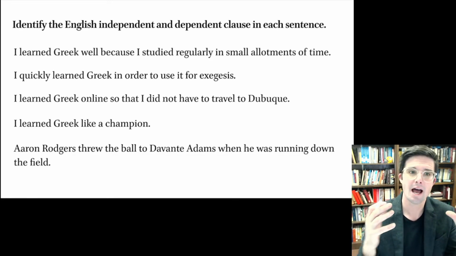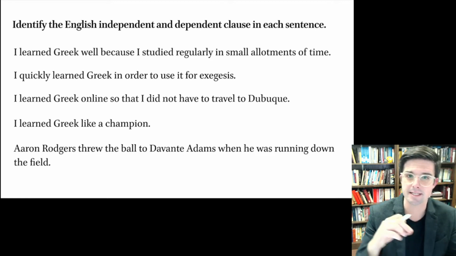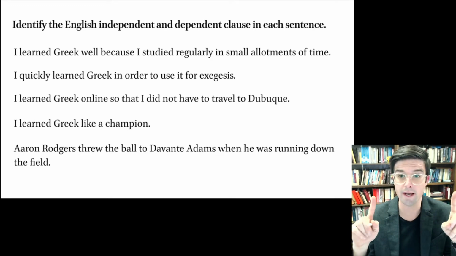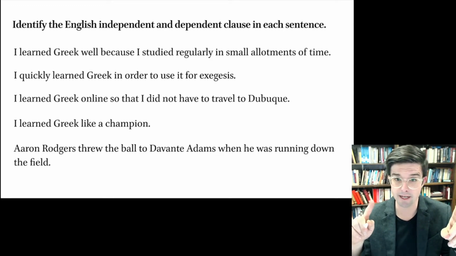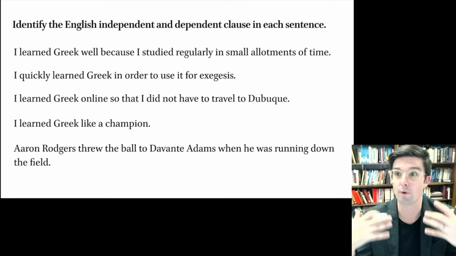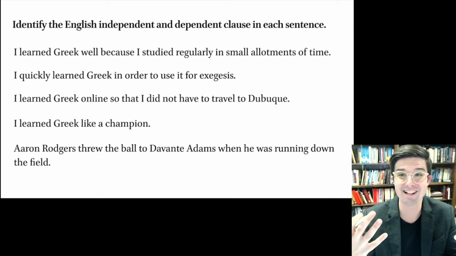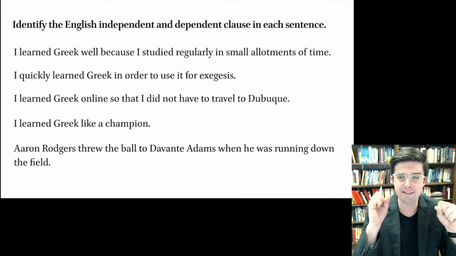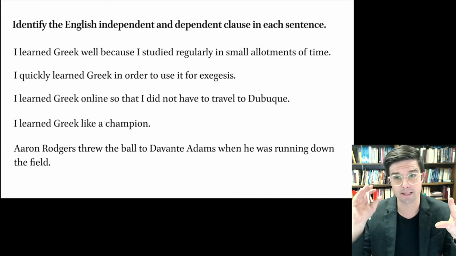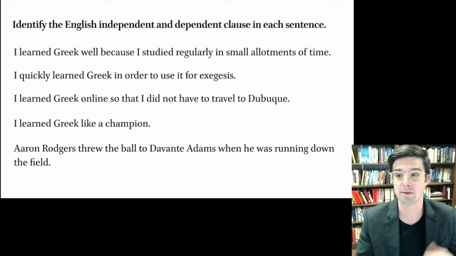So what I want you to do is to get practice identifying different kinds of clauses. I want you to see if you can identify the English independent clauses and the English dependent clauses in each sentence. So there's one of each, an independent clause and a dependent clause, in each sentence. And even if you feel like you're guessing at this point, that's okay. Making guesses is good for your learning. But here, we're doing some English grammar work, identifying which parts of the sentence can stand alone and which parts cannot stand alone. They depend on something else in the sentence to complete their meaning.